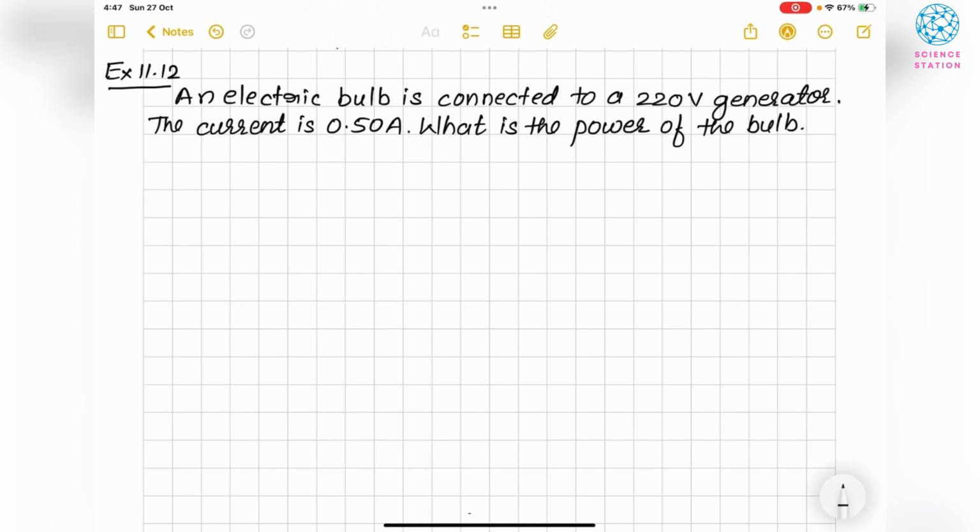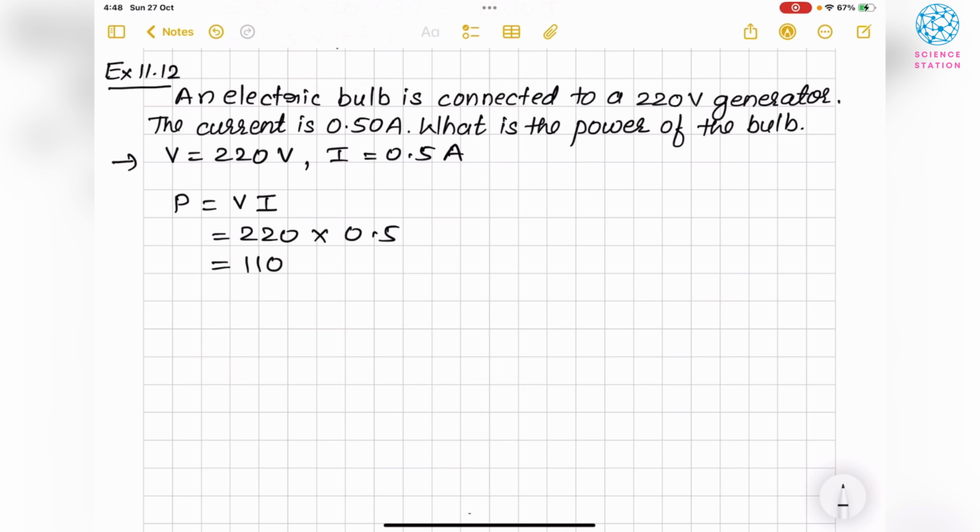Now, example 11.12 says an electric bulb is connected to a 220 volt generator. The current is 0.5 ampere. What is the power of the bulb? So here I am given V equal to 220 volt, I equal to 0.5 ampere. So power will be equal to VI. That is 220 into 0.5, so that will be 110 watt.